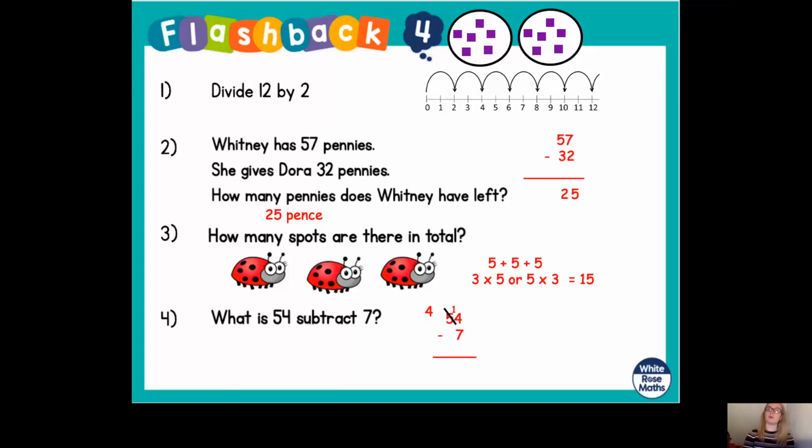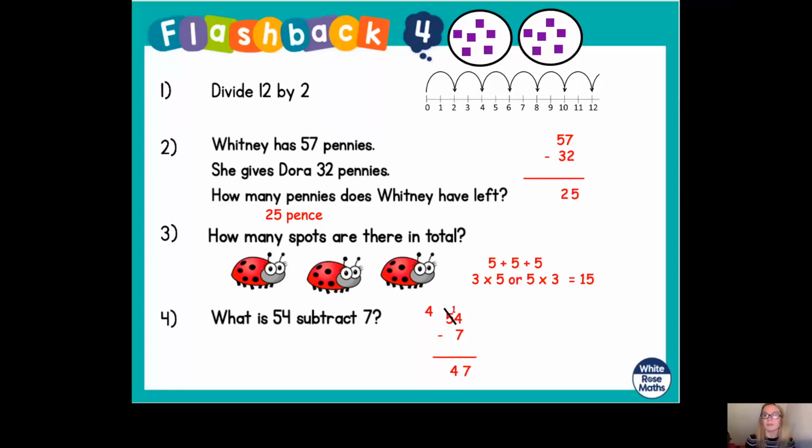So our 4 turns into 14. So we've got 14 subtract 7, which is, yes, 7. And 4 subtract, 7 doesn't have any 10s, so we're subtracting 0 10s. So 4 subtract 0 is 4 because we haven't taken anything away from it. So 54 subtract 7 equals 47. Well done if you got that right.